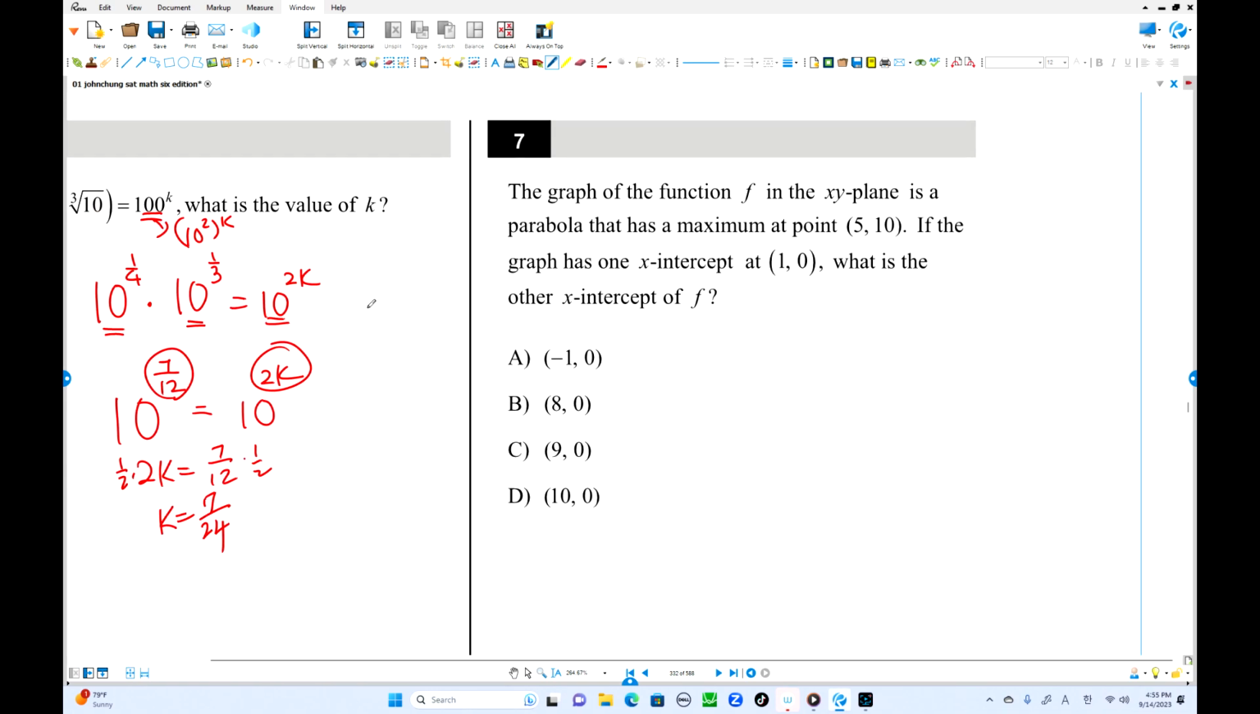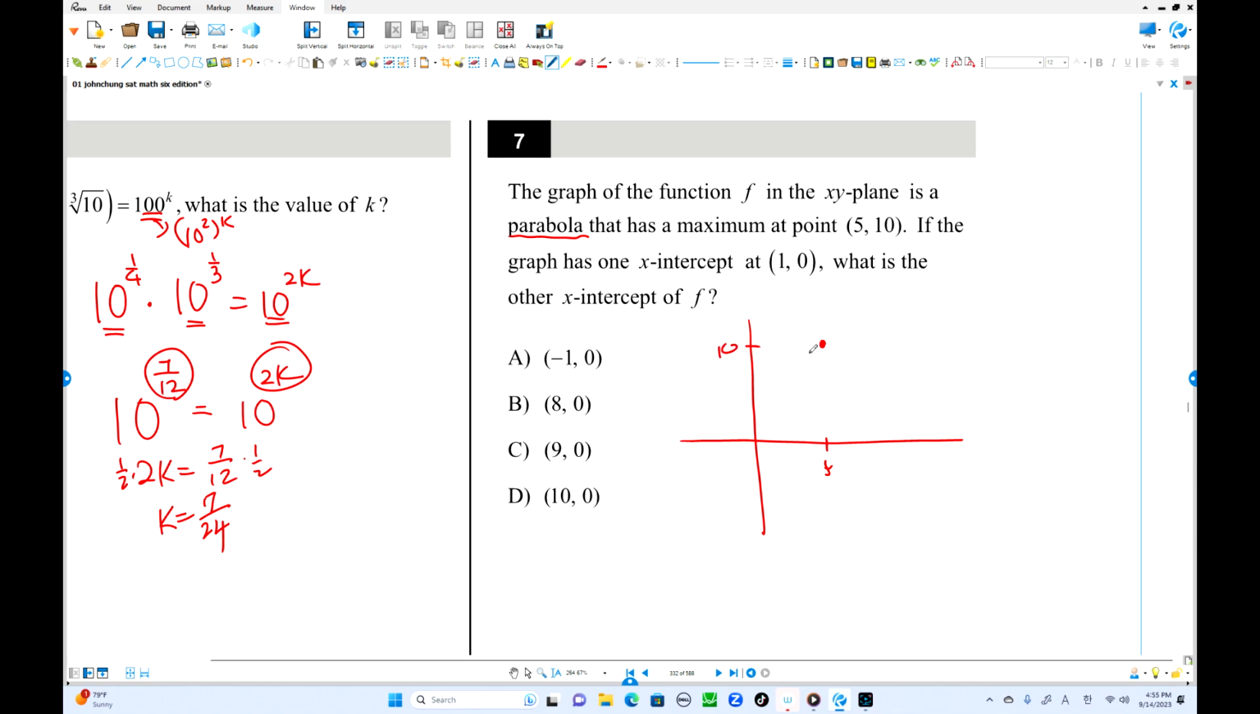Here is number 7. The graph of function f in the xy-plane is a parabola. Yep, that's right, that is a quadratic. A parabola is what the graph of a quadratic is. The maximum is at (5, 10). This is (5, 10) over here.